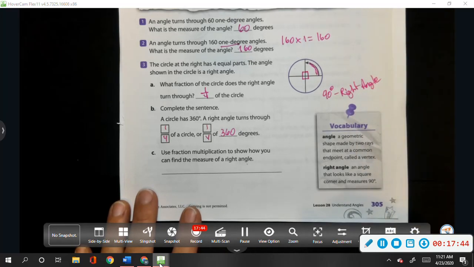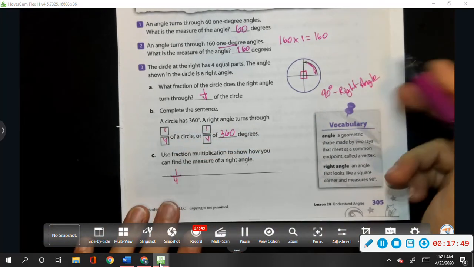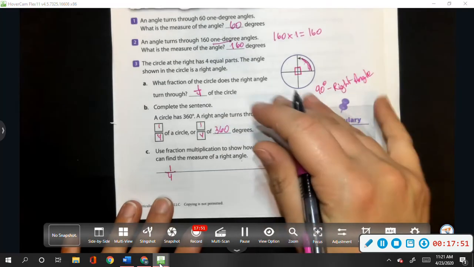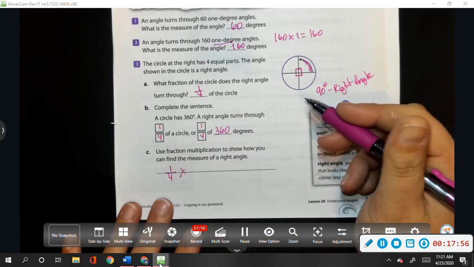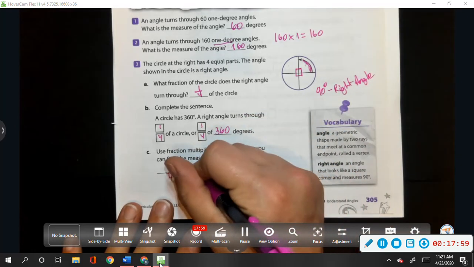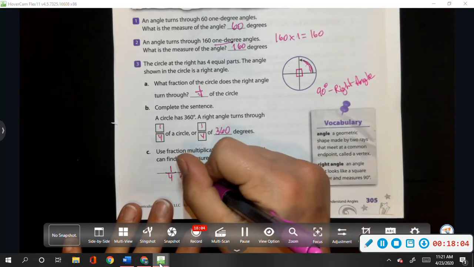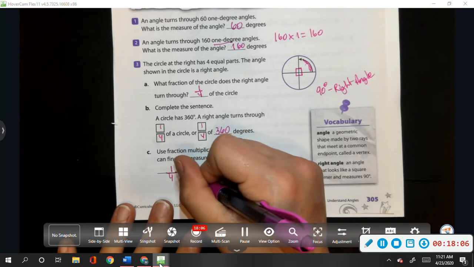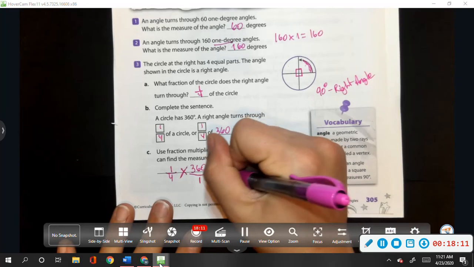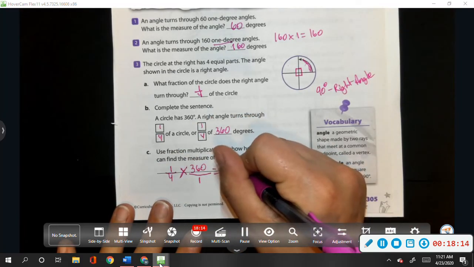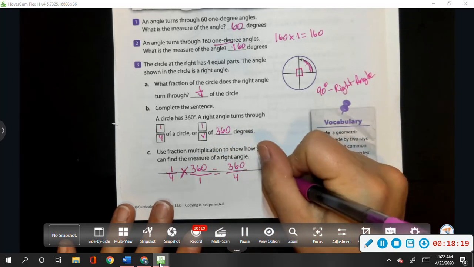But for practice, we can show how we know how to use fraction multiplication. So we put our 1/4, because that's the part that our angle is working within the circle. And we're going to times it by 360, because that is the degree of our circle. When we're working with multiplying fractions, we can always put a 1 under that whole number to make it easier to work with. 360 times 1 is 360. 4 times 1 is 4. And then we can just divide that out.